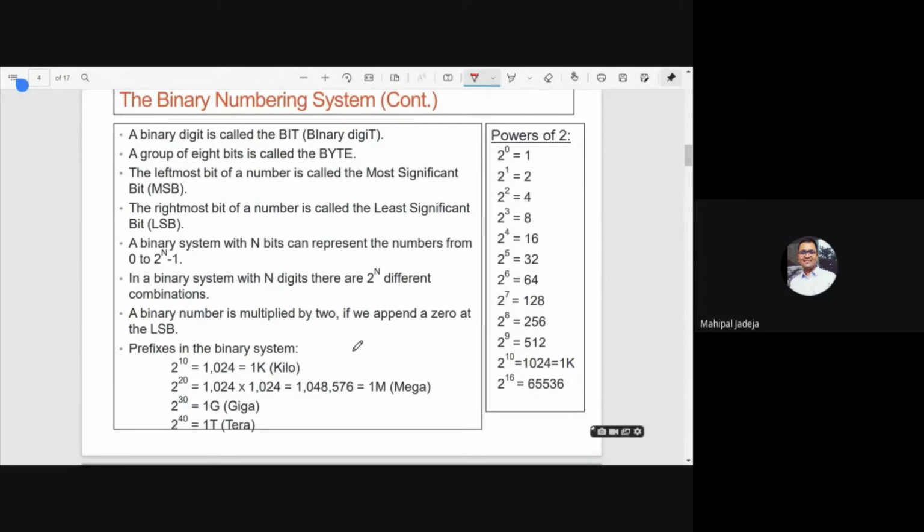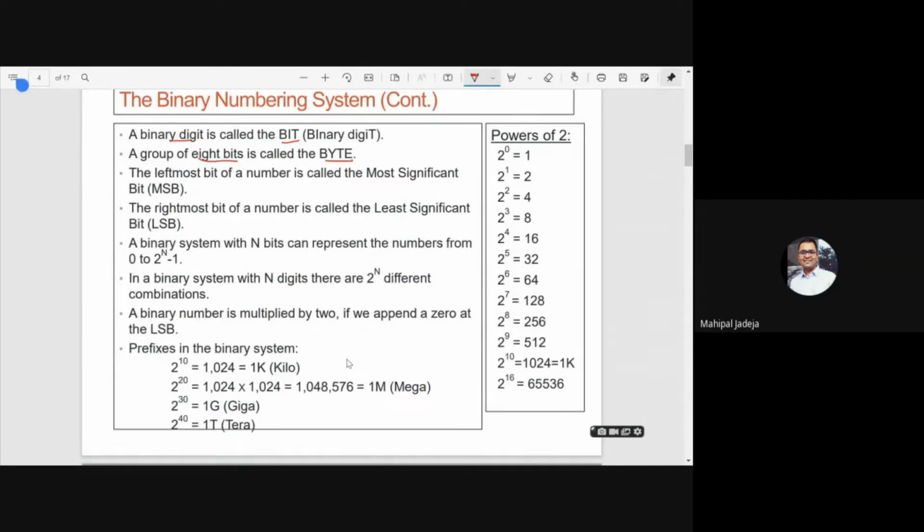And usually we hear a lot of terms like this, right? 1 gigabyte, 1 terabyte, 1 megabyte, right? So what is the meaning of all these terms? Let's understand. The smallest memory unit is called a bit, right? So binary digit is nothing but bit. It can be 0 or 1. If you make a group of 8 bits, then it's called a byte, right?